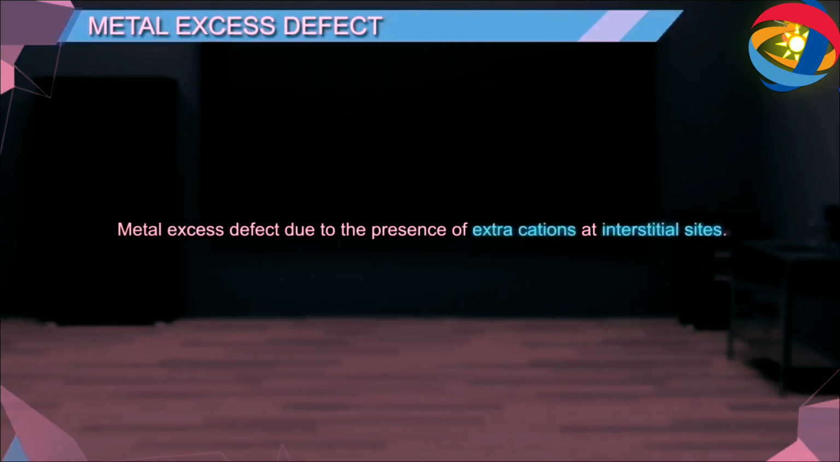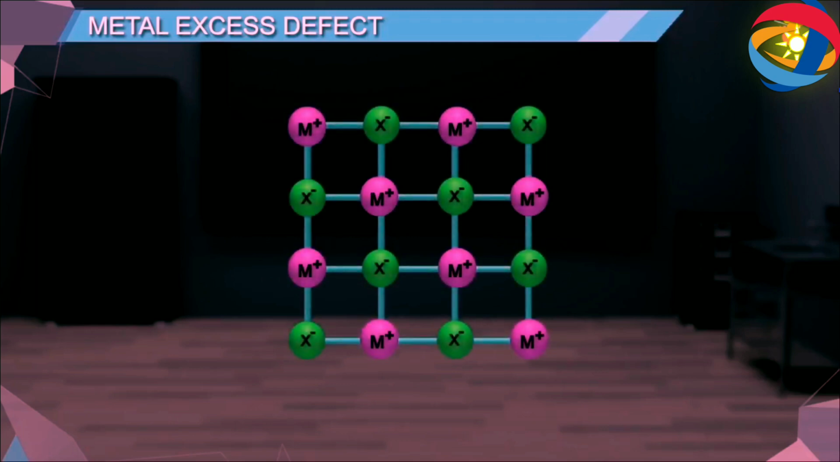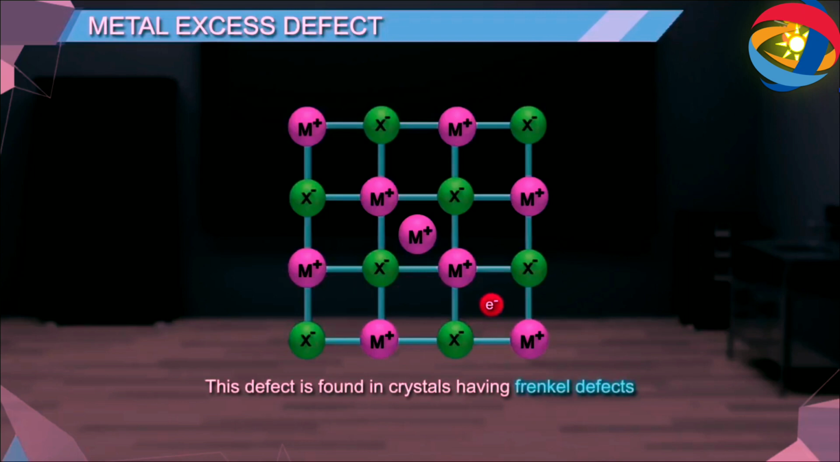Metal excess defect due to the presence of extra cations at interstitial sites. In this type of defect, metal excess is caused by an extra cation occupying an interstitial site. To maintain electrical neutrality, an extra electron is also present in some other interstitial site. This defect is found in crystals having Frenkel defects.